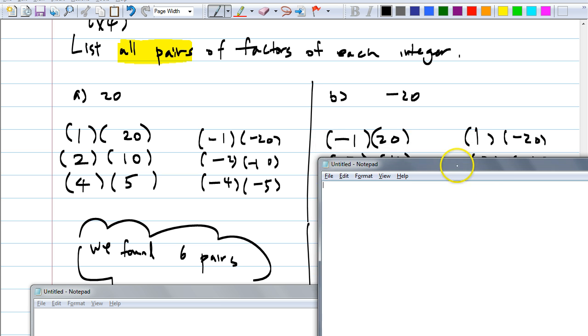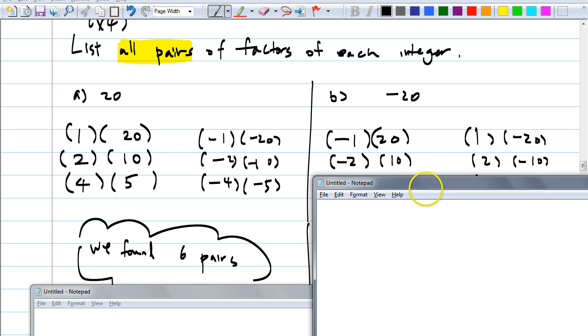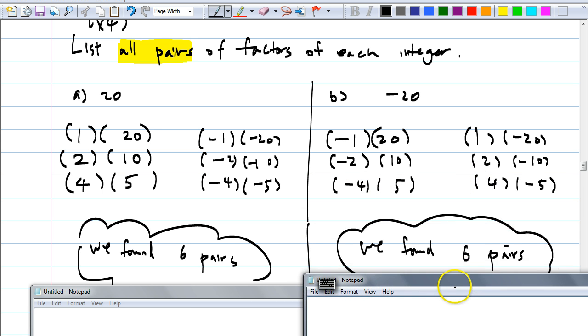1 times negative 20. If I could have 1 times negative 20, you think I could have negative 1 times 20? Yeah, see, one of them has to be positive. How come both of them are not negatives? Yeah. Then it would be positive. The second one, do you see how it's going to be 2 times negative 10, or we could have negative 4 times 5 or 4 times negative 5. We also get 6 pairs. Does that make sense? Any questions? Are we good?